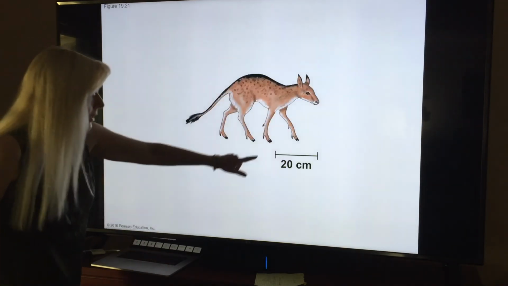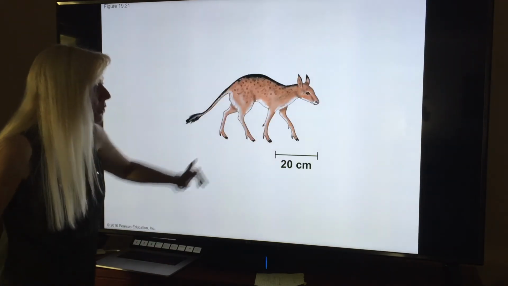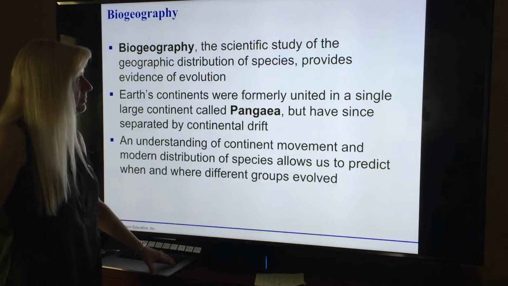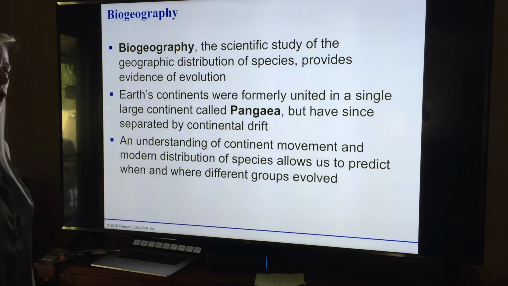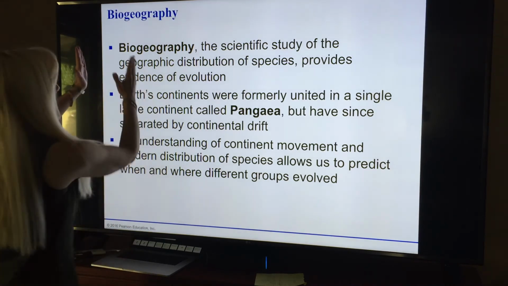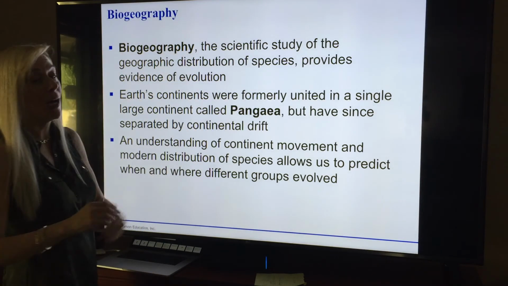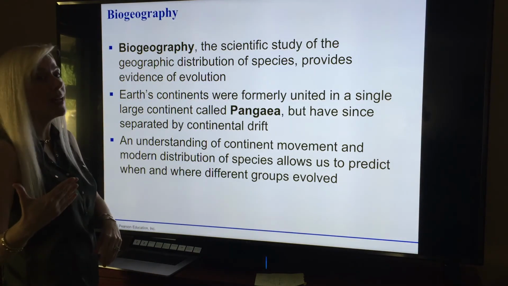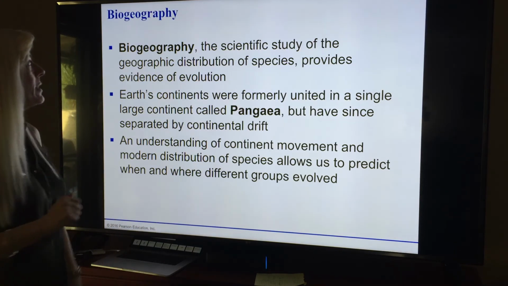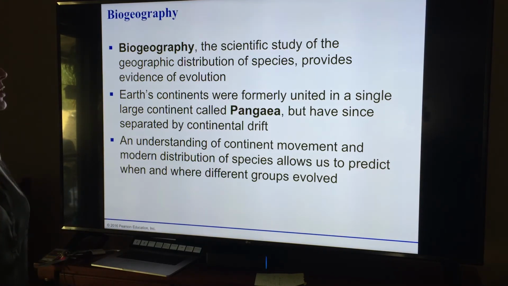There we go. Those 2. So, biogeography. What do the words mean? Biogeography. I'm guessing even without reading the definition, you got this. The scientific study of the geographic distribution of species provides evidence of evolution.